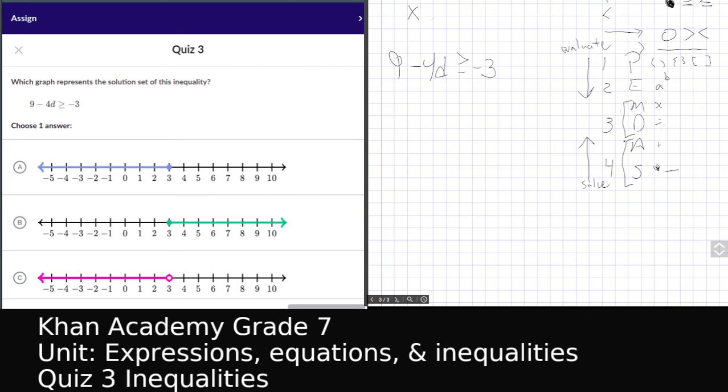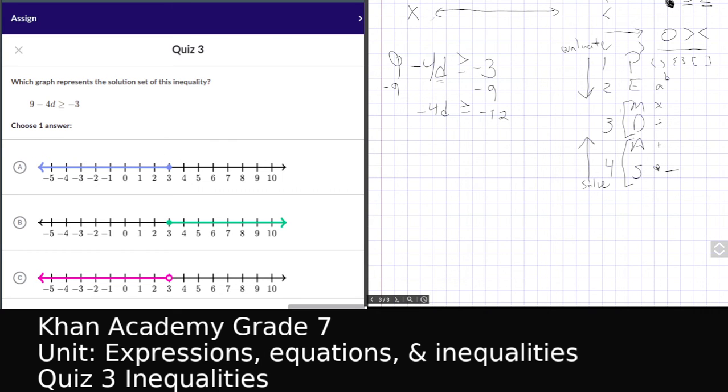So the first thing we want to do is add and subtract to isolate this d, get that d by itself. So I'm going to do the inverse here. Okay, 9 minus 9 is 0, so I've got negative 4d greater than or equal to negative 12. How do I know that?